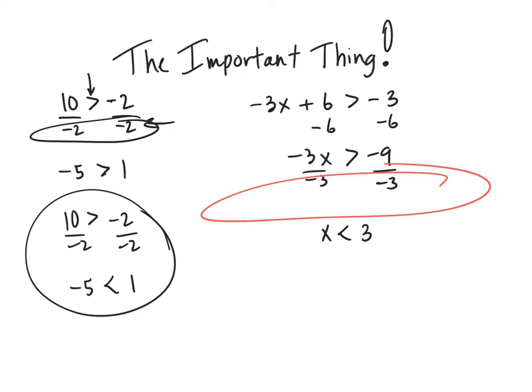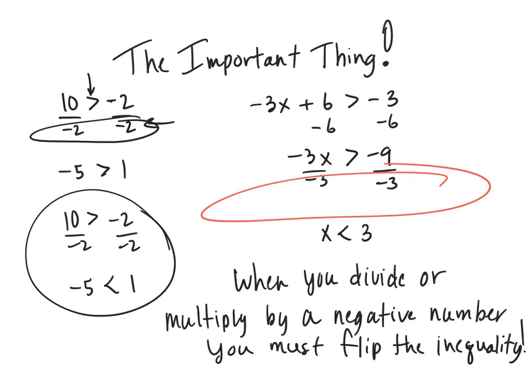This only happens again when you divide or multiply by a negative. When you divide or multiply by a negative number, it's only divide and multiply. You must flip the inequality or everything you do is wrong.